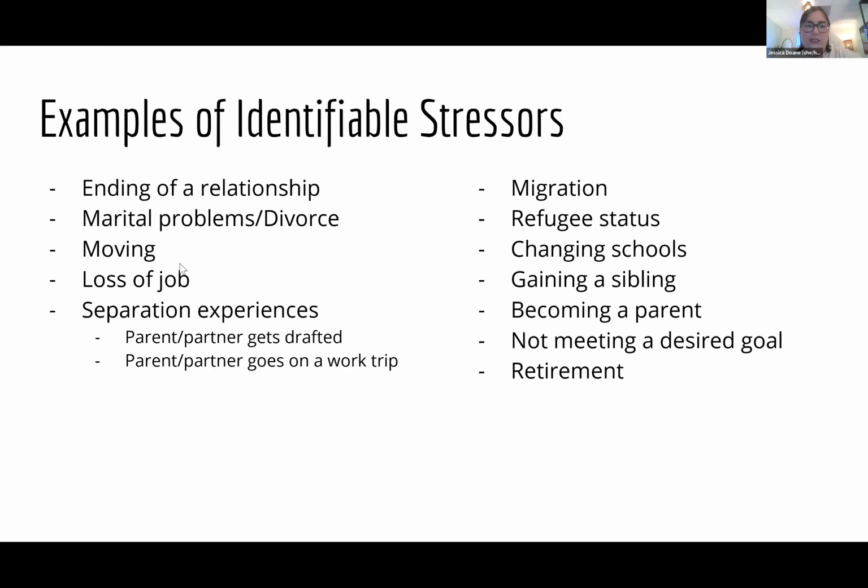and cultures. So, ending of a relationship, this is a huge stressor for folks. Your entire life basically flips upside down, and sometimes it feels like it happens overnight. That's definitely an identifiable stressor. Similarly, marital problems and or divorce, again, flips your entire life upside down. When your home life doesn't feel stable, it feels almost impossible for anything else to feel stable.